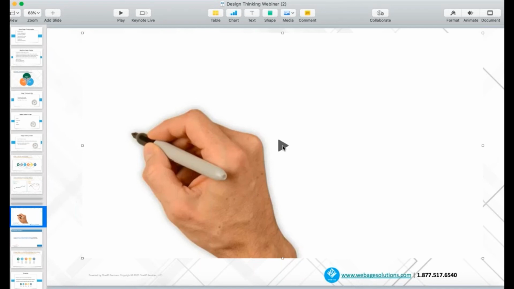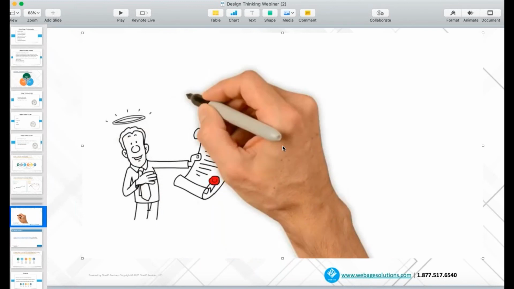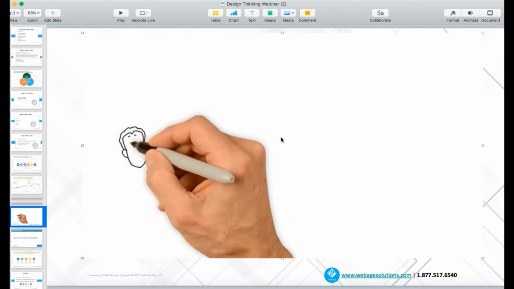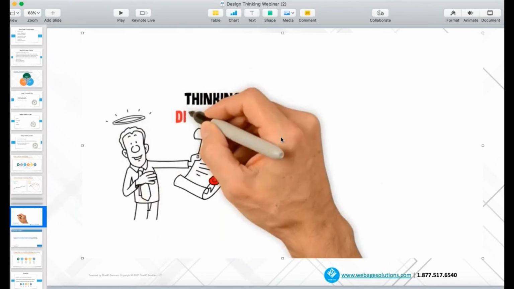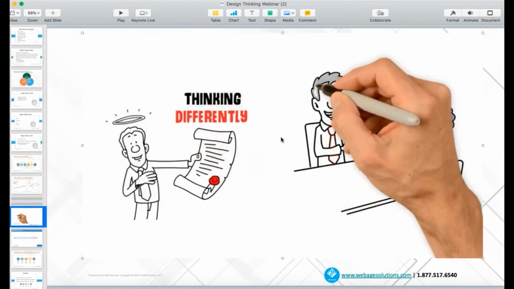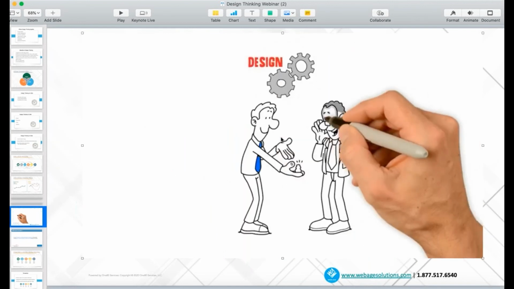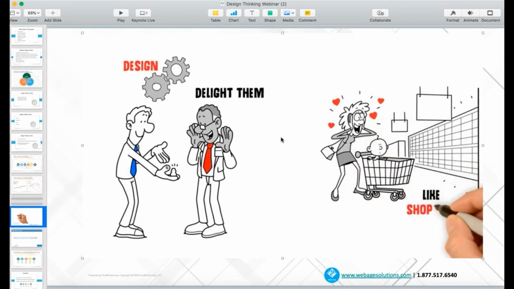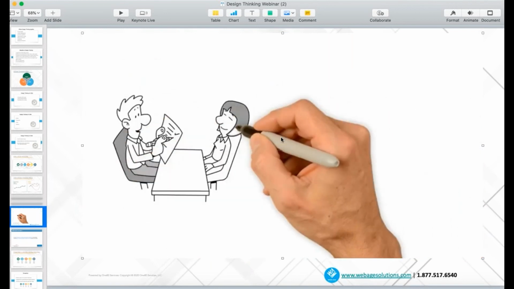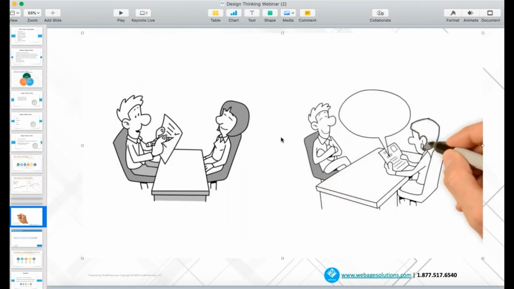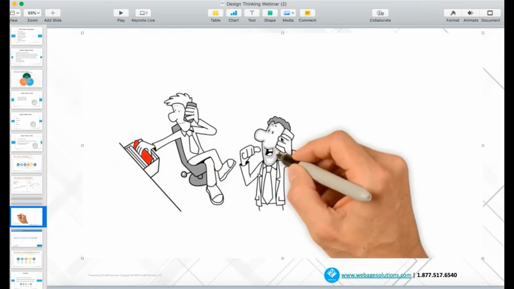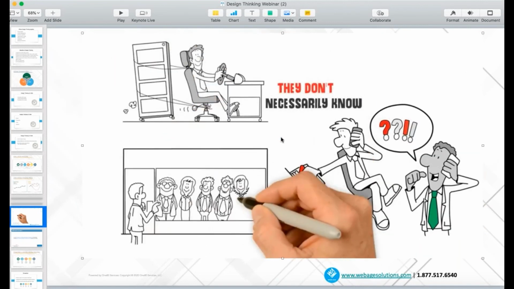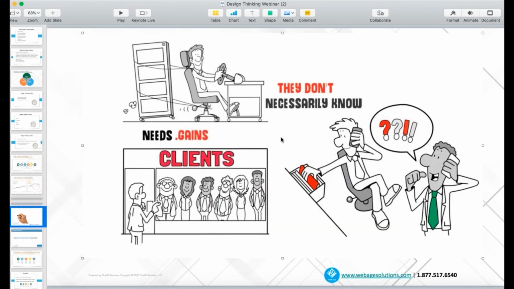So here we go. Design strategy is about thinking differently, putting yourself in your customer's shoes, to design solutions that not only fit their needs but delight them, by empathizing through observing people in real-life scenarios like shopping, or through open-ended interviews to uncover what people do rather than what they want. Because if you ask people what they want, they don't necessarily know. By immersing yourself in your customer's world, you can understand their needs, gains, and pains.